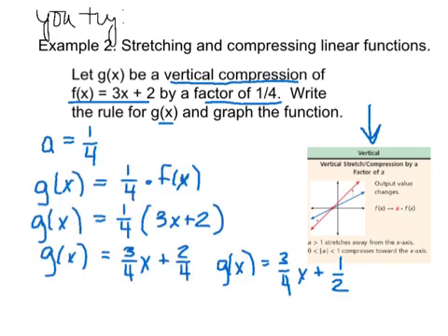All right, here's the work. G of x equals a times f of x. A is 1/4. G of x equals 1/4 times 3x plus 2.